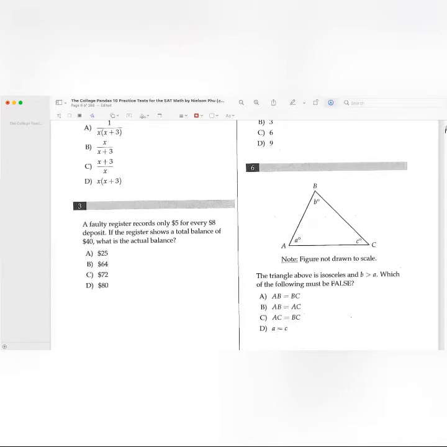The faulty register records only $5 for every $8 deposit. Hold on one second, I'm trying to get my thing to start working. All right. Yeah, $5. So since it's a 5 to 8 ratio, you would just do 40 times 5 to 8, basically. You can even do this in your head, pretty easy.